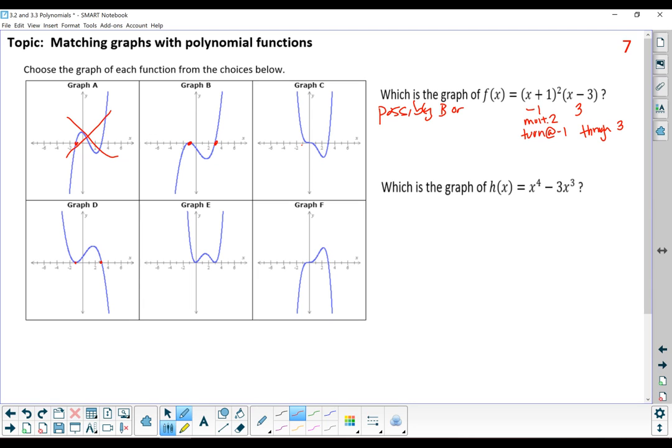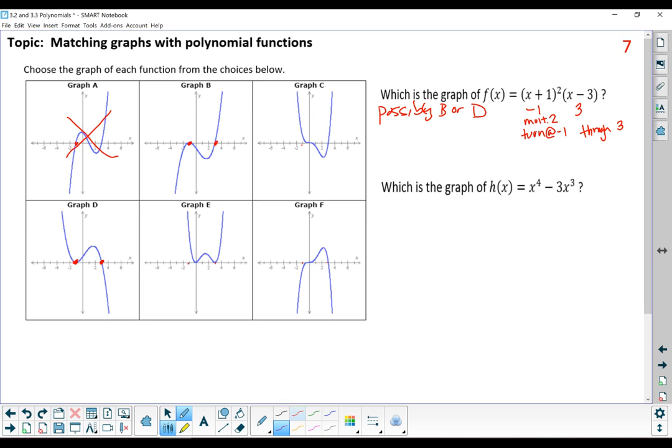This is another potential candidate. Turns around at -1, goes through at 3. B or D. So those are the two possibilities. If you look at the rest of them, they do not have the right intercepts. So we're looking at -1 and 3. So these ones don't work for what we're looking for. Okay, so we've eliminated it down to just B or D.